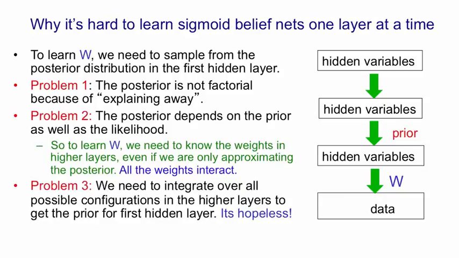In fact, it's even worse than that, because to compute that prior term, we need to integrate out all the hidden variables in higher layers. That is, we need to consider all possible patterns of activity in these higher layers and combine them all to compute the prior that the higher layers create for the first hidden layer. Computing that prior is a very complicated thing. So these 3 problems suggest that it's going to be extremely difficult to learn those weights W. And in particular, we're not going to be able to learn them without doing a lot of work in the higher layers to compute the prior.